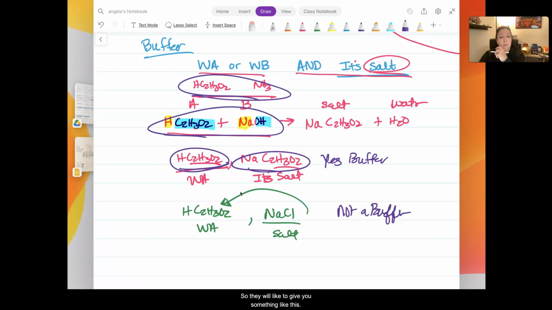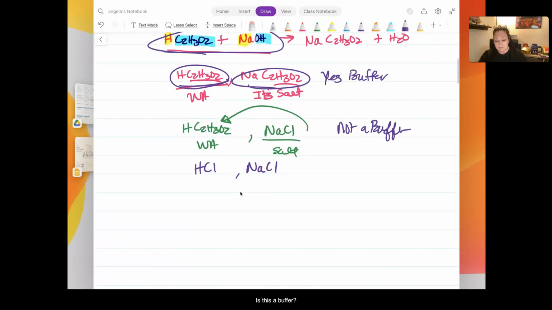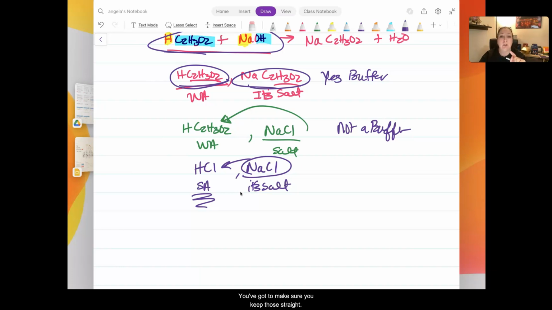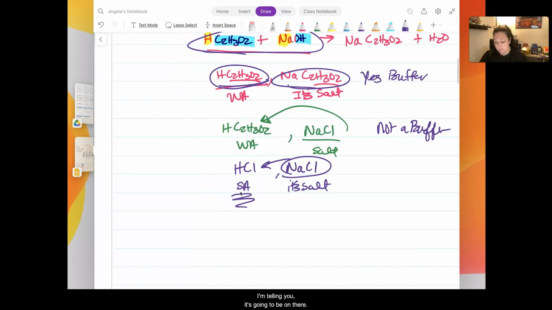So they will like to give you something like this. How about this? Is this a buffer? No. Why? Because this is a strong acid and its salt. So this is its salt, yes, but this is a strong acid. Strong acids don't make buffers. It has to be a weak acid or a weak base and its salt. You've got to make sure you keep those straight. It says easy points, but you've got to keep that straight in your head. And I'm going to tell you, this is on the AP exam. I'm telling you, it's going to be on there.